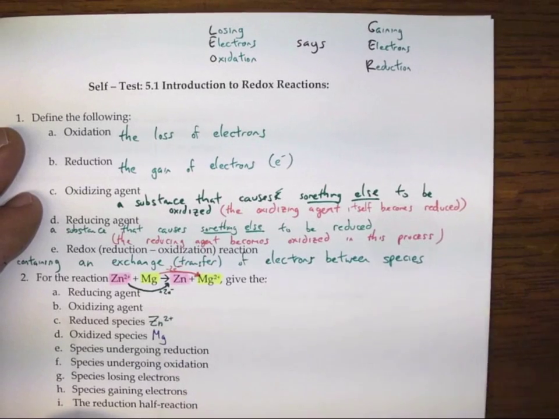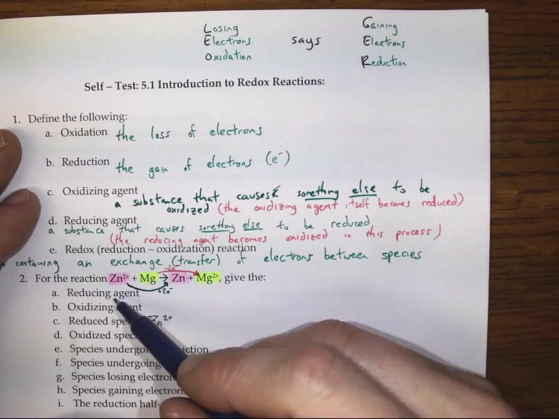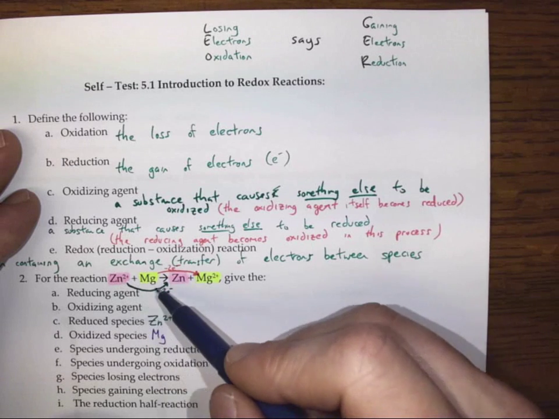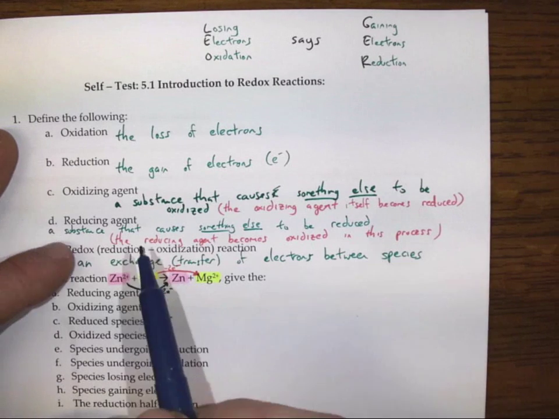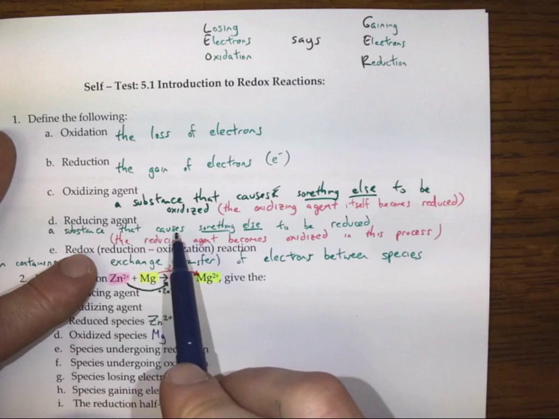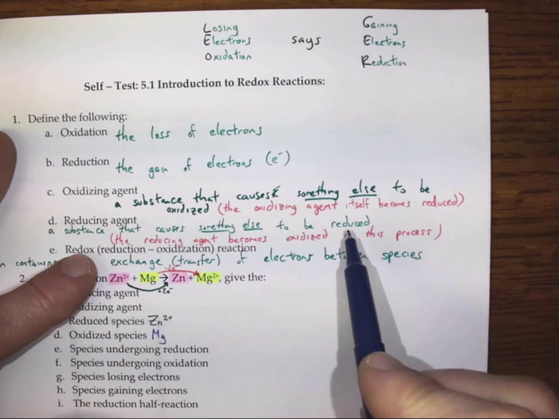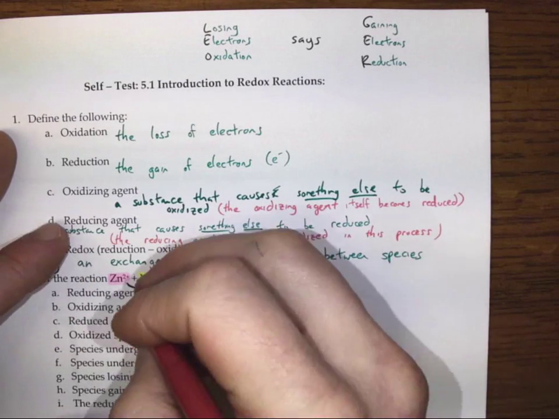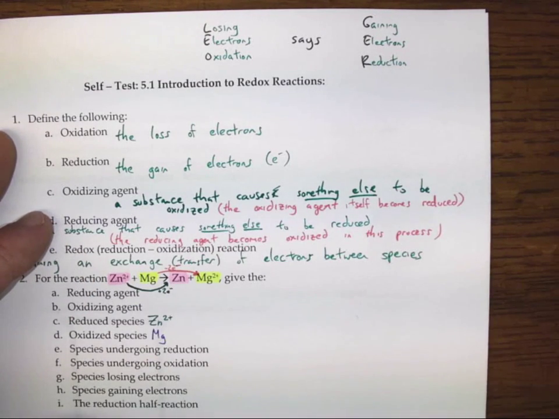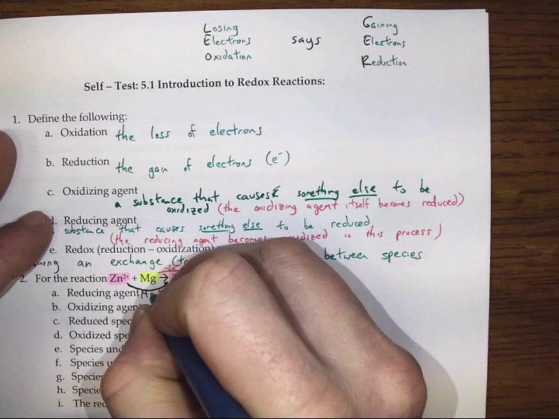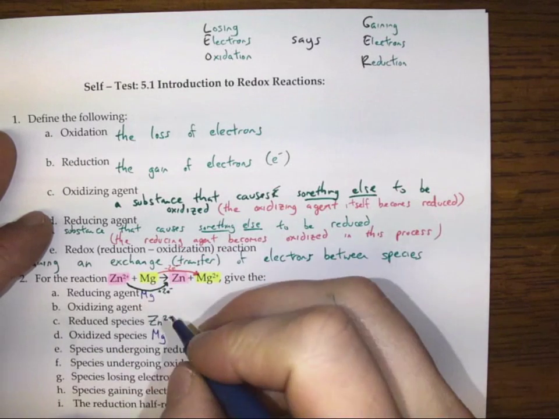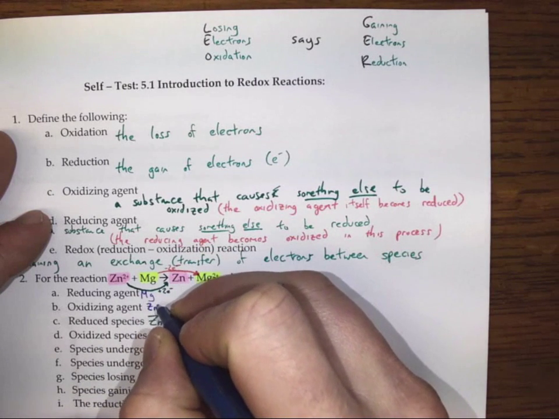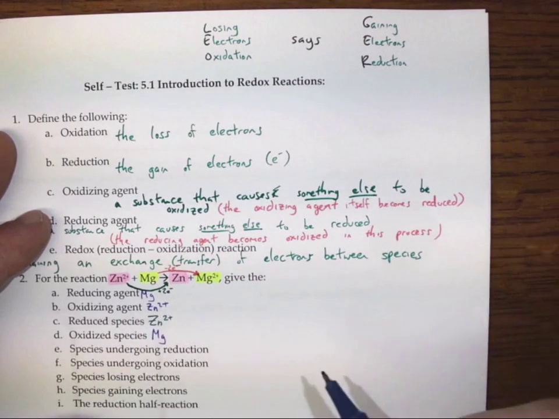Okay, now let's go back to reducing agent. Now we know that zinc got reduced. So what is the substance that caused zinc to become reduced? It was the magnesium. It was the other substance there. So the reducing agent is magnesium. And through similar logic, the zinc 2 plus is the oxidizing agent.